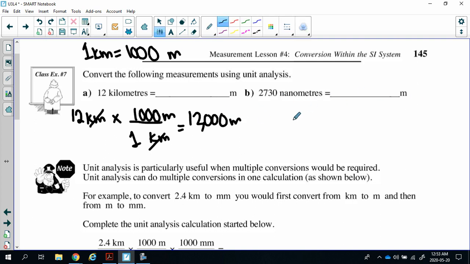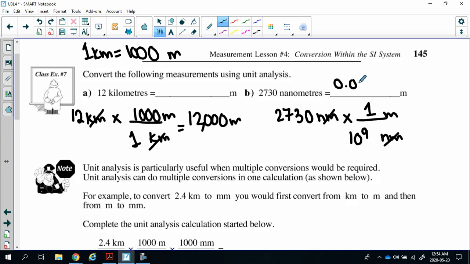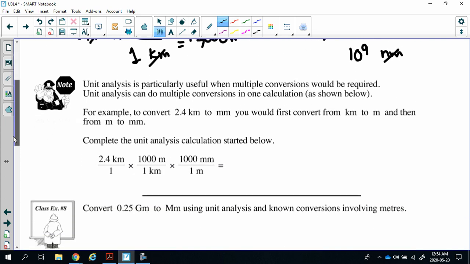Again, if we're going from nanometers to meters, we know that 2730 nanometers here. We're going to multiply by the conversion. And when I multiply the conversion, again, the nanometers has to be on the bottom in order for them to cancel out. And I'm left with meters on the top. 1 meter is 10 to the 9 nanometers, and so 2730 divided by 10 to the 9 is going to be 0.000000273 meters. And that's pretty much what unit analysis is.